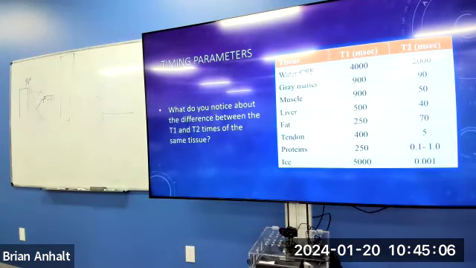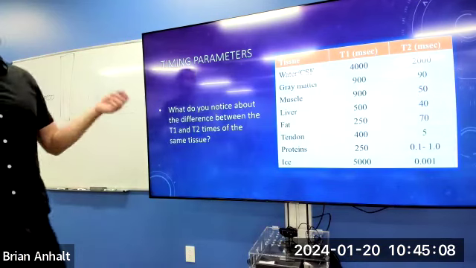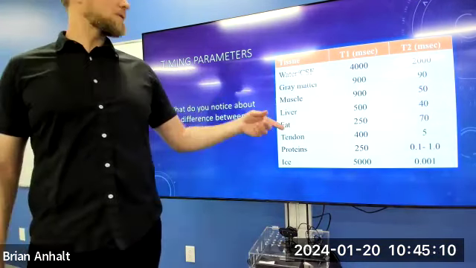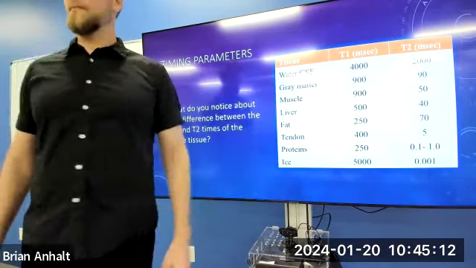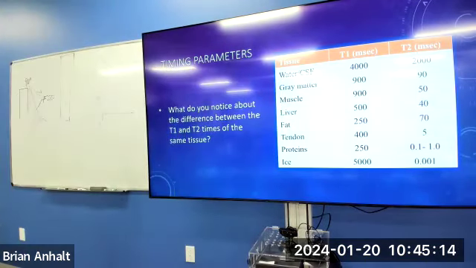What do you notice about the difference between T1 and T2 times of the same tissue? So let's look at muscle. What do you notice about the T1 time versus the T2 time? T2 is always shorter. Yep. So what do you get? What kind of information do you get from that? What does that let you know?